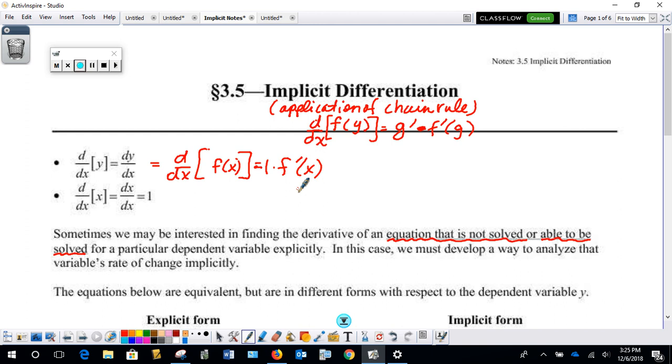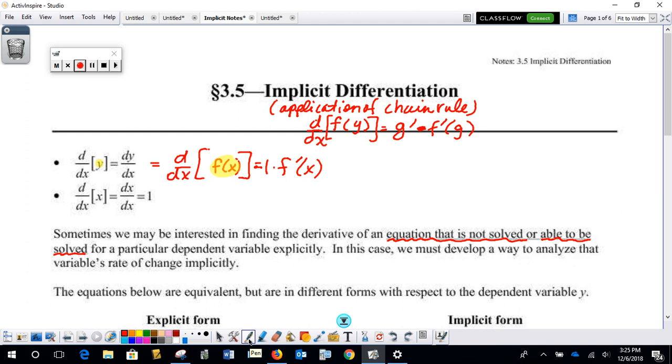What you are going to remember when you are doing implicit differentiation is that whenever you see y, y is a function. So that function is always going to require chain rule. It looks super easy when I'm only taking the derivative of y.